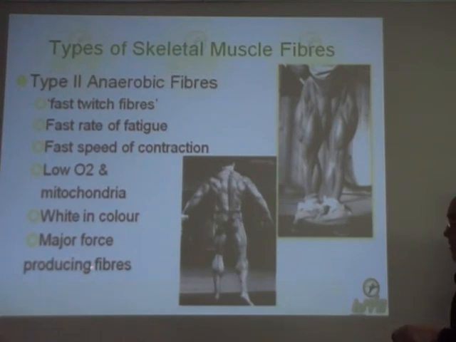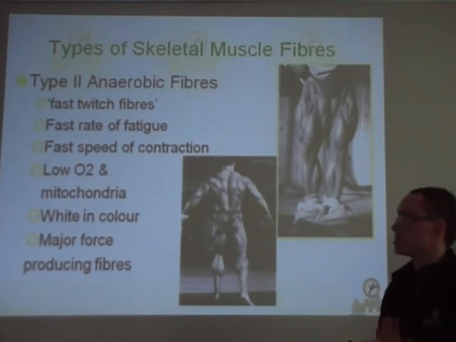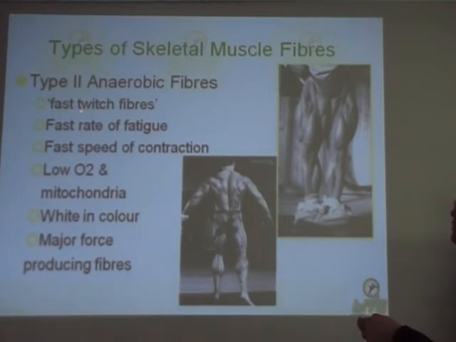The reason why they are your major force producing fibres is because they have a very high number of cross bridges on them, giving them a high affinity to create force. They are nicknamed your fast twitch fibres. They fatigue quite quickly, but they contract very quickly. Low in O2 and mitochondria, and therefore all white in colour.